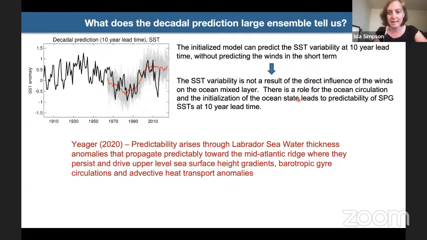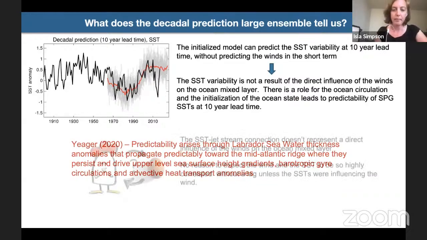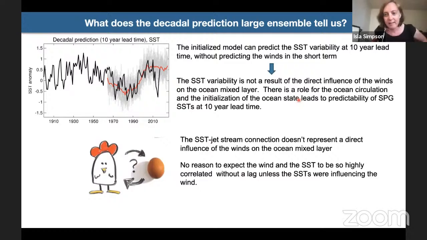And I won't go into the details, but Steve has a paper that describes where this predictability is coming from in the ocean. So in terms of the causality, at least the correlation does not represent an influence of the winds on the SSTs directly. So there's no real reason to expect those two things to be so correlated without a lead, unless the SSTs are influencing the winds. So it's a bit of an indirect justification.